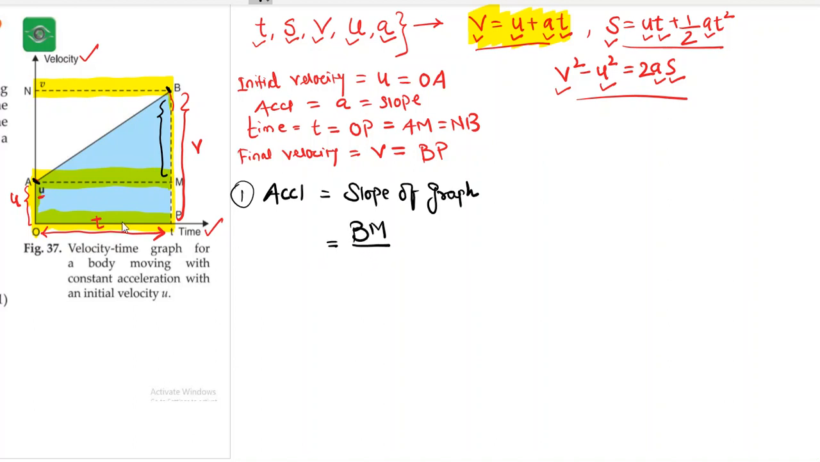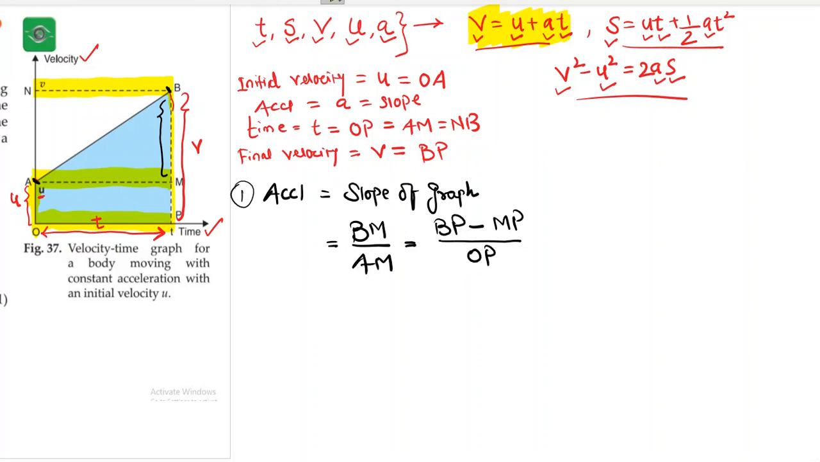Upon, what is the horizontal displacement? The horizontal displacement from A to B is AM. BM upon AM. So what is BM? Can I write BM as BP minus MP? Of course, I can write it as BP minus MP. So BP minus MP upon AM. Can I write AM as OP? Yes, of course I can write it as OP. So acceleration or slope of the graph can be written as BM upon AM.